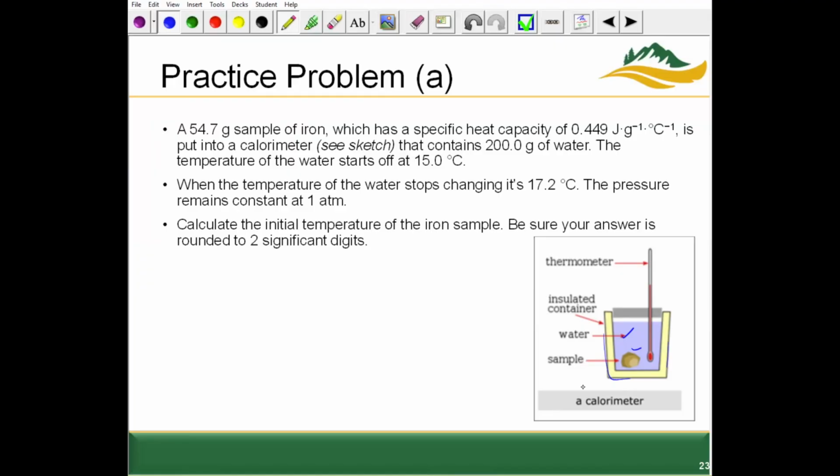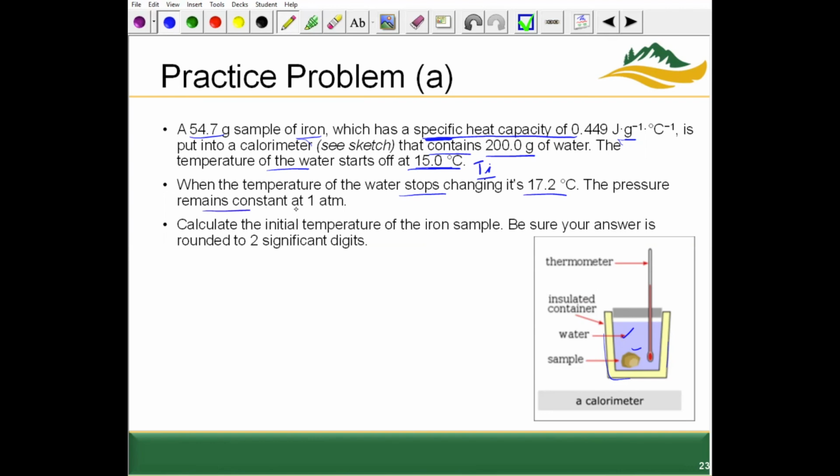Here we're told we have 54.7 grams of iron, which has a specific heat capacity, meaning we're going to see mass in here. The calorimeter contains 200 grams of water. The temperature of the water starts off at 15.0 degrees C. When I read things like this, I might write a note to myself and say temperature initial starts out at 15 degrees C. When the temperature of the water stops changing, it's at 17.2 degrees Celsius.